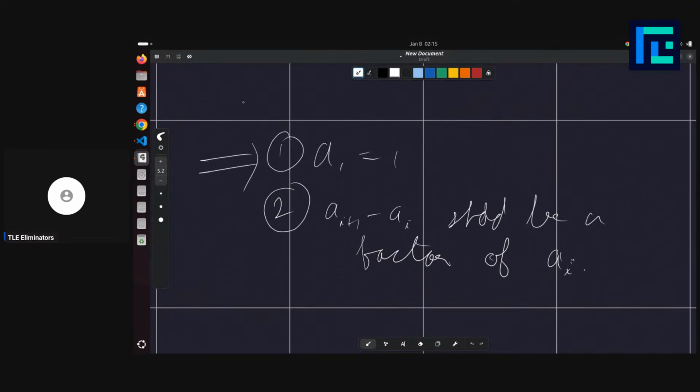Okay, so to count this, that is pretty simple. Like, can you guys tell me how to count this?